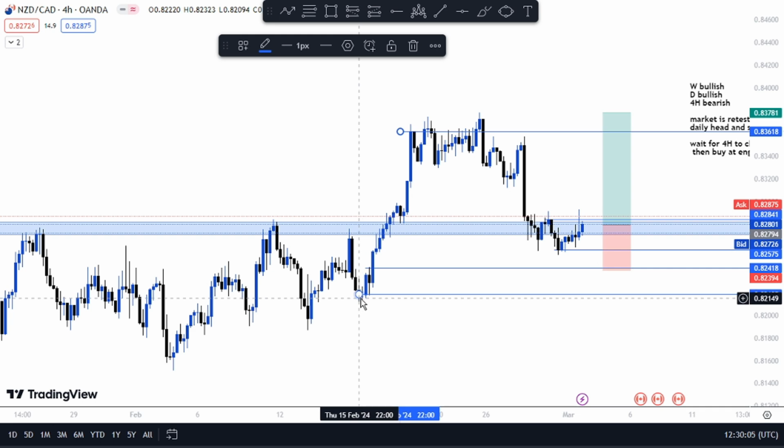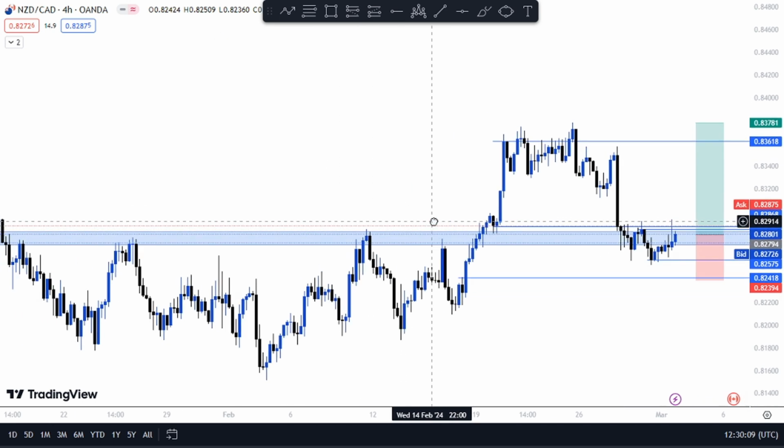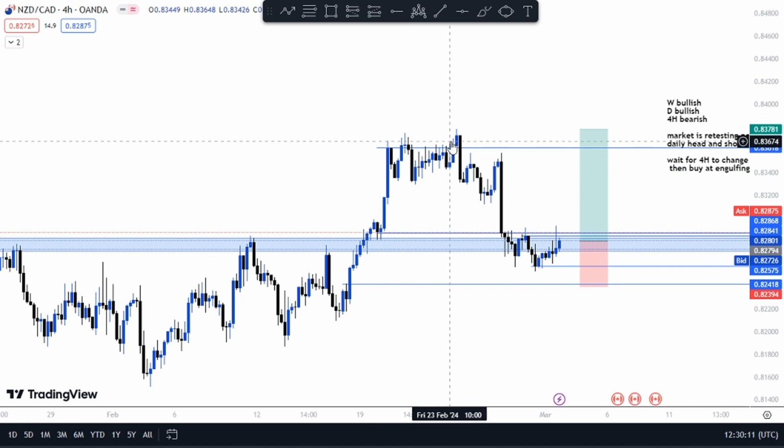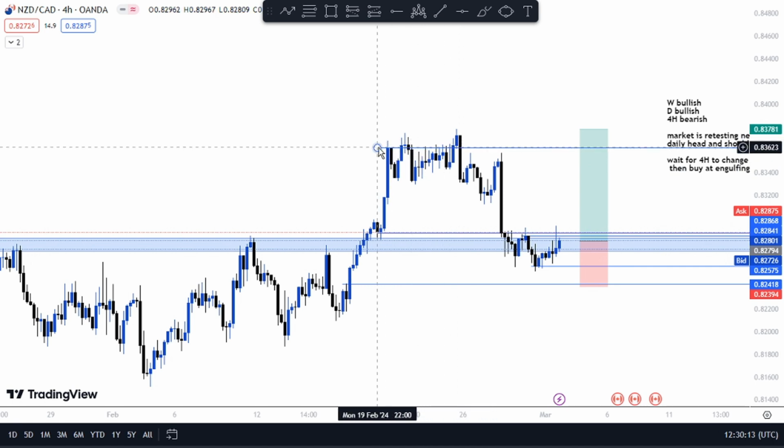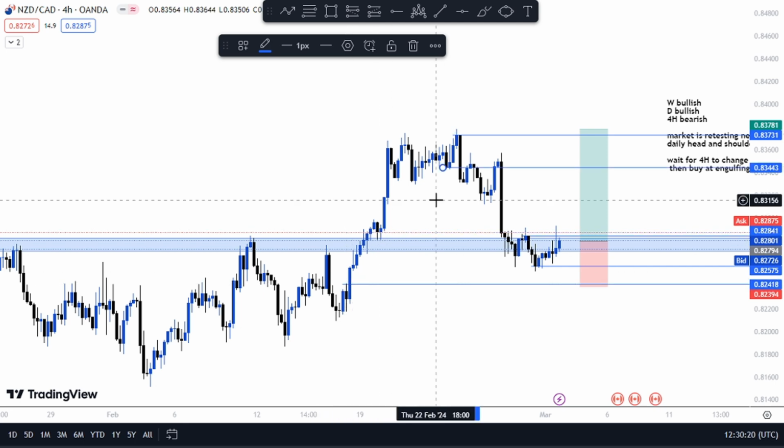Okay, what was the low that caused it? The low that caused it was this one. So all of a sudden we broke to the upside again by this candle, so we have a bullish market here. What was the low that caused it? The low was this one.